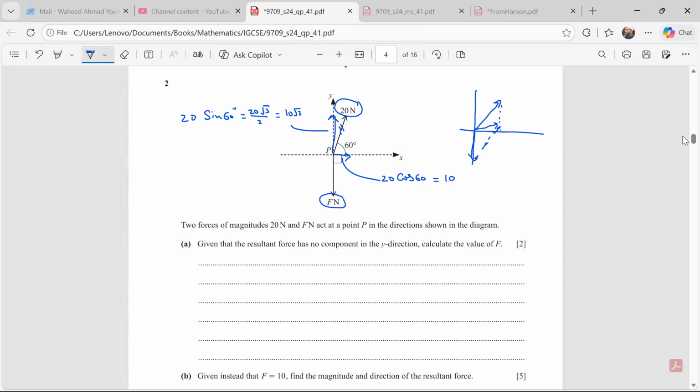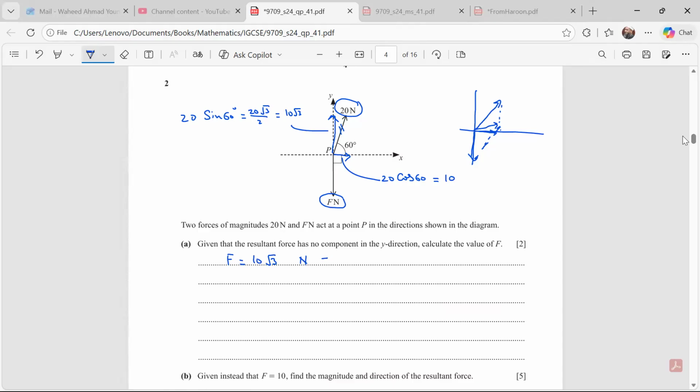Now they said that given the resultant force has no component in the y direction, it's all in the x direction. So if all the components are in the x direction, it means this vertical component cancels with this vertical downward component. It means this F is equal to this vertical component, which is 10 under the root 3 newtons. I hope it is clear.